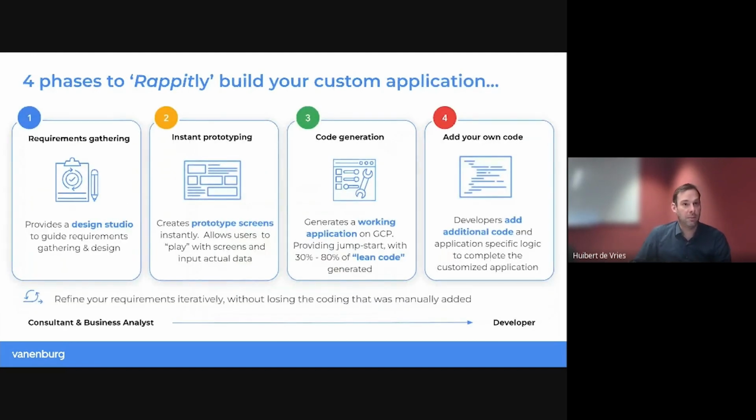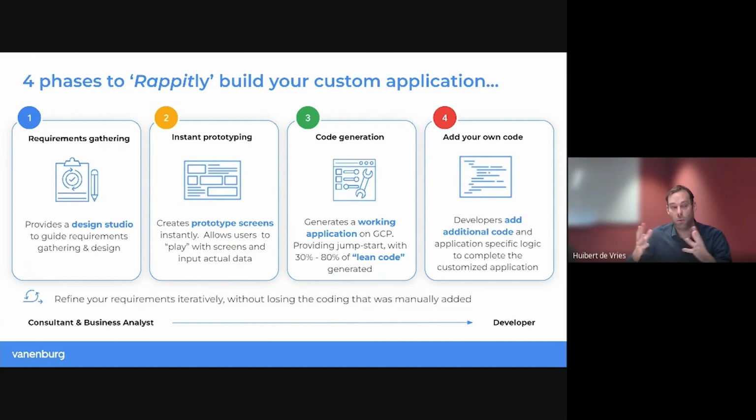So there are four phases to rapidly build your custom application. The first phase is requirements gathering, where Rappit provides your design studio to quickly gather your requirements and get a design. The second phase is instant prototyping, where Rappit allows you to prototype screens instantly. Based on the requirements from the first phase, you create instant screens with real data that allow you to play hands-on and actually get a feeling for how the application would look. Then, proceeding to the third stage, the actual application is generated, so the code is generated. And typically we see that up to 80% of lean code is generated in this step.